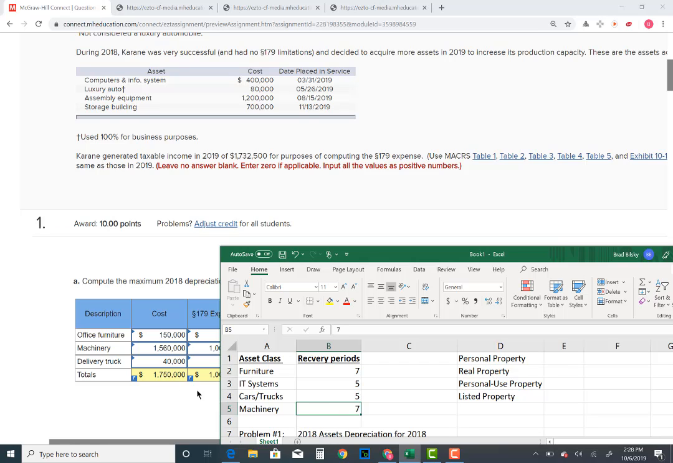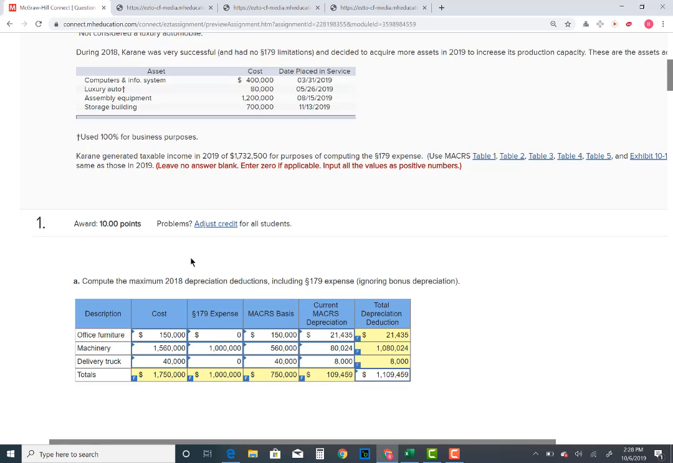Notice the other assets we have, the delivery truck, it's only 5 years. Now the furniture is 7 years as well, so we could have split it up. We could have taken $150,000 in 179 expense for the furniture and $850,000 for the machinery. That would have been $1 million, covering both 7-year assets. But for simplicity, being that we have more than $1 million spent on this one piece of equipment, we're just applying the whole 179 expense to that. So what that means is we're going to be able to write off $1 million for that piece of equipment right off the bat. We could take that as an expense, thereby reducing our net taxable income, which of course saves us some taxes.